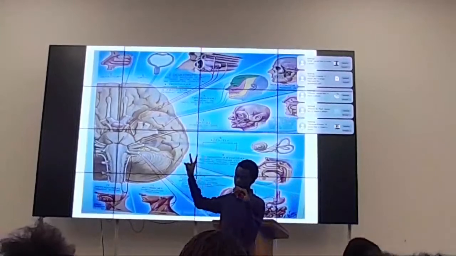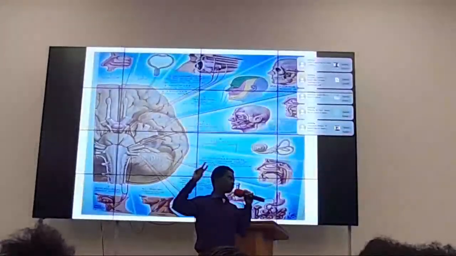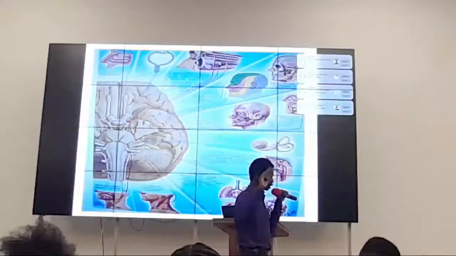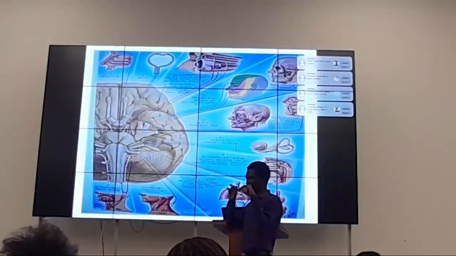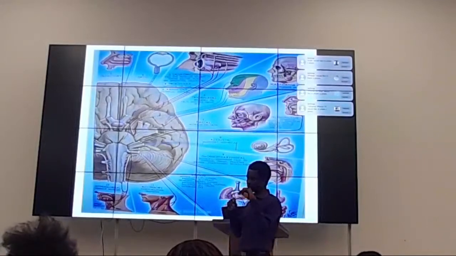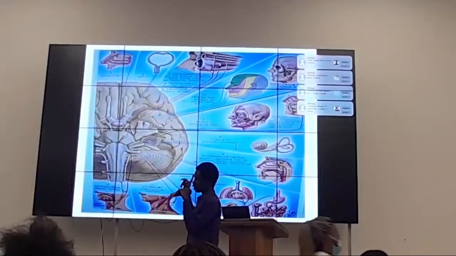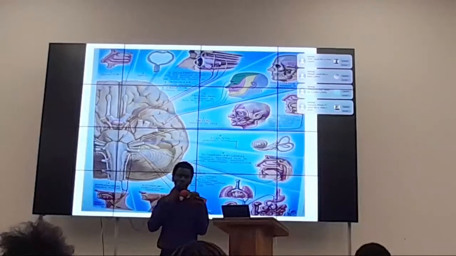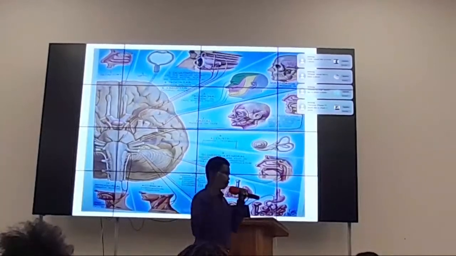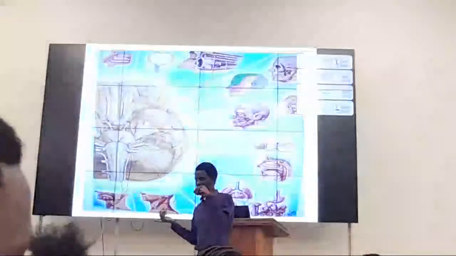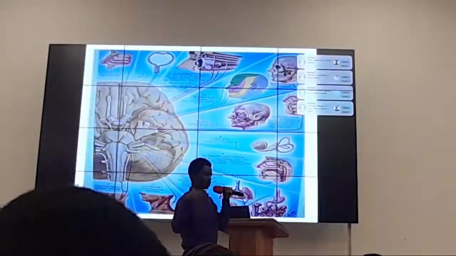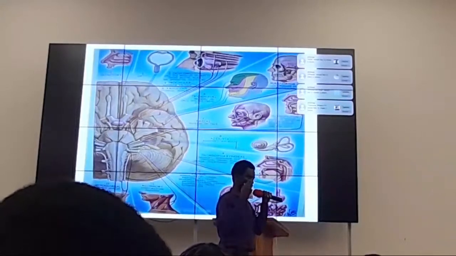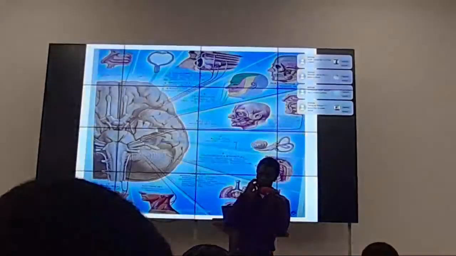The first 2 cranial nerves, they are like extensions. They are not really true cranial nerves. They are basically extensions of the brain. The first one is called what? Olfactory nerve. What is its job? What's the function? Sense of smell, isn't it? Olfactory nerve, sense of smell.